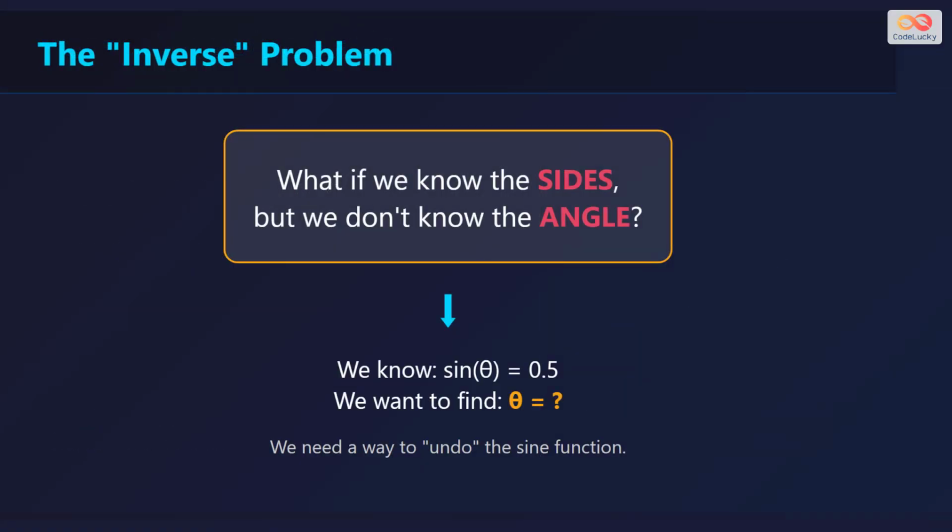But what happens when we have the opposite problem? Imagine you have the measurements for the sides of a triangle, but the angle is unknown. We know that sine of theta equals 0.5, but we need to extract that angle theta. We need a way to undo the sine function.